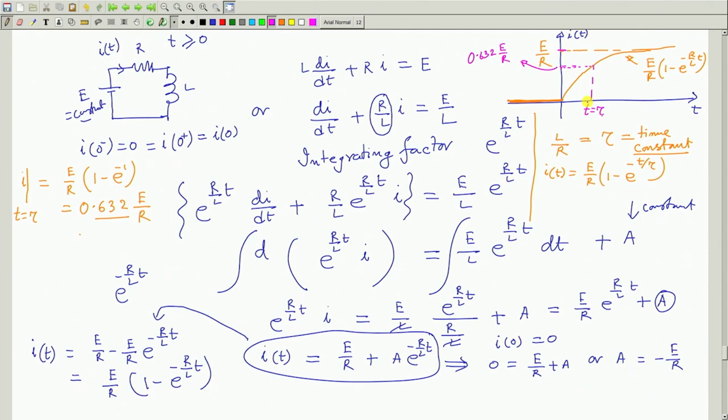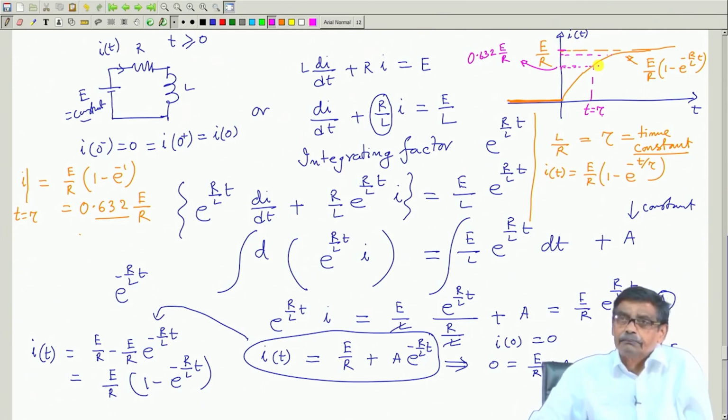One can calculate in this way, after 2 time constants, you will find it will reach almost 90% or so. After 5 time constants, it will reach 99%. Therefore, although mathematically it is asymptotic, you do not have to wait so long a time to conclude the circuit has reached steady state. After a few time constants, the circuit will assume for all practical purposes the final current of magnitude E by R.